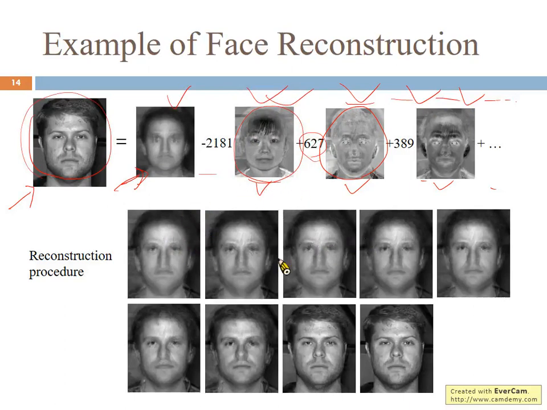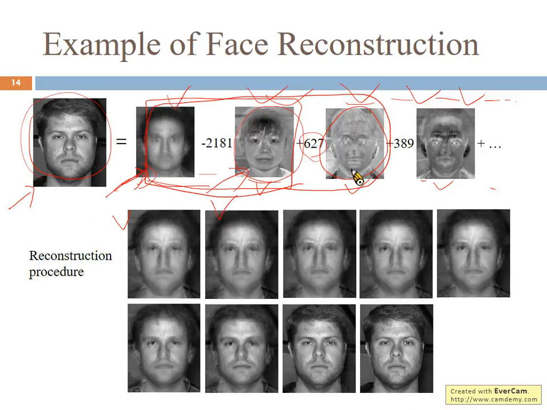Here is an example. When we just consider the average face and the first eigenface, we do just these two combined, then we can reconstruct a face like this. If we reconstruct based on more eigenfaces, we reconstruct like this. With more eigenfaces, we reconstruct like this. And with more and more eigenfaces, we can more accurately reconstruct the original face. Like here, we can see this face is a little bit similar to the original face.